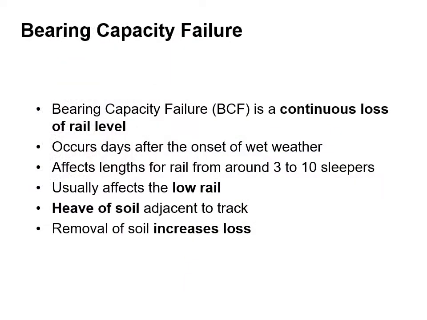Another failure mechanism is bearing capacity failure. This is a continuous loss of rail level and occurs days after the onset of wet weather. It affects a length of rail from around 3 to 10 sleepers, and it usually affects the low rail. Heave of soil is generally experienced adjacent to the track, and removal of soil increases the loss.